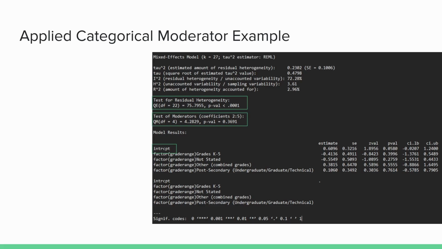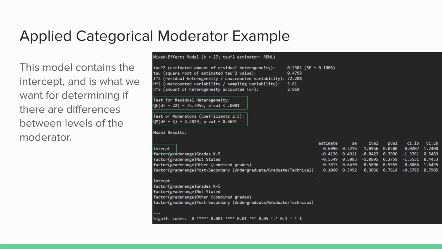Okay, so let's go through an example. As you can see over here on the right, we have similar output, right? We have a test of moderators, we have residual heterogeneity, and we have our intercept. Those are all highlighted. The first thing that I want to draw your attention to is that this model does contain the intercept. And this is what we want to use when we're looking at the test of moderators to better understand if there are significant differences between levels of the moderator. In this case, we can see that p is 0.36. That means there are not statistically significant differences between levels of the moderator in this example.